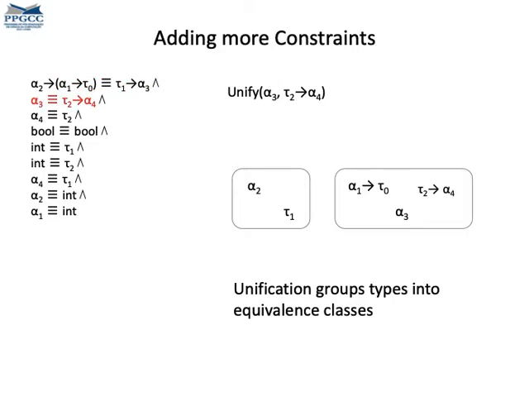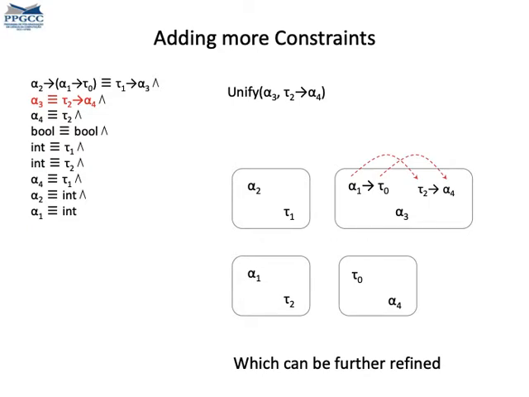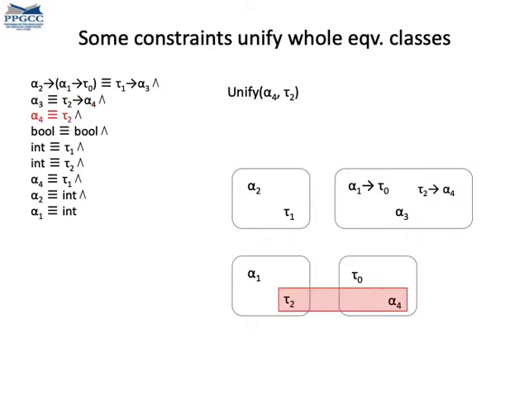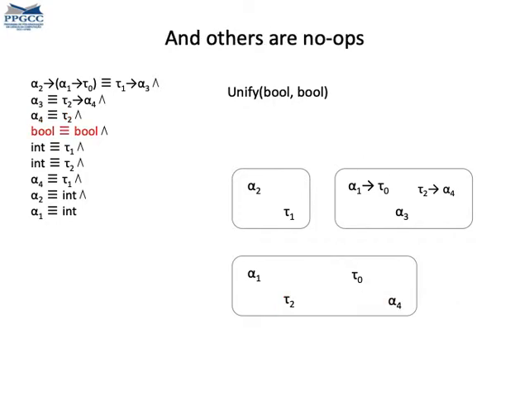Notice how unification creates equivalence classes. So if we have this new constraint in red, now we add tau2 arrow alpha4 into the equivalence class of alpha3. Notice that we keep unifying parts of the types recursively. So we unify the arrow types in the class of alpha3. That creates two new equivalence classes in our system. The third constraint, alpha4 equivalent to tau2, will force the unification of these classes. And then we have a trivial equivalence, which we can drop.